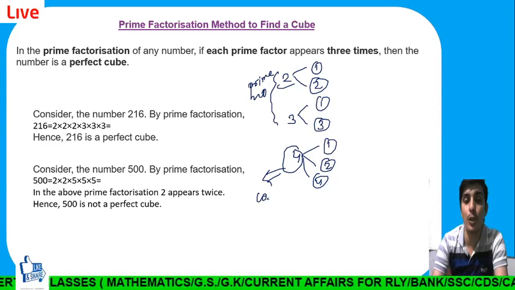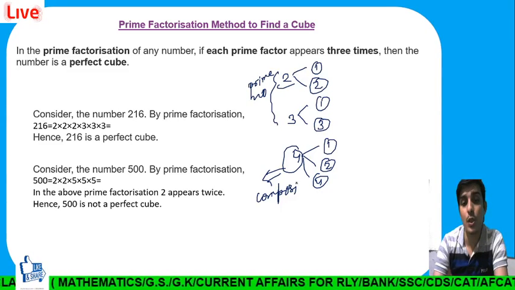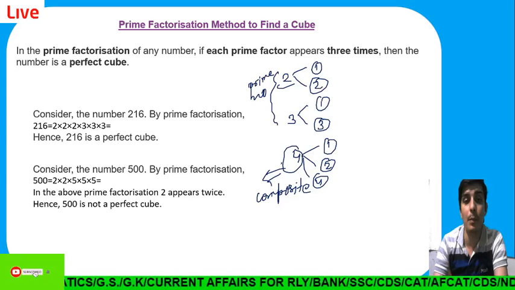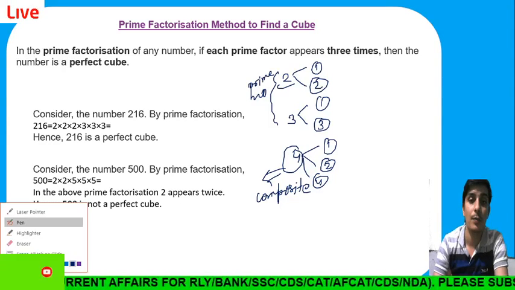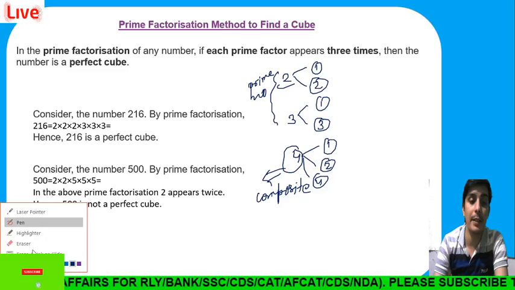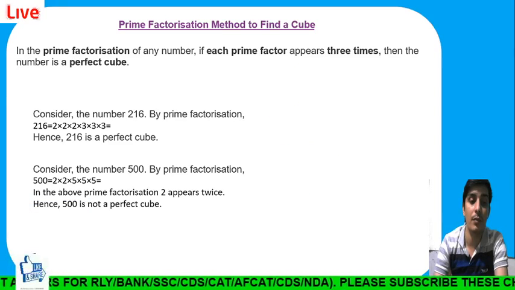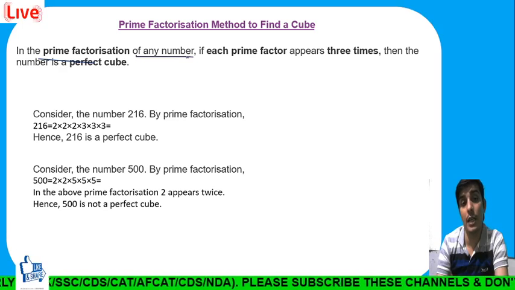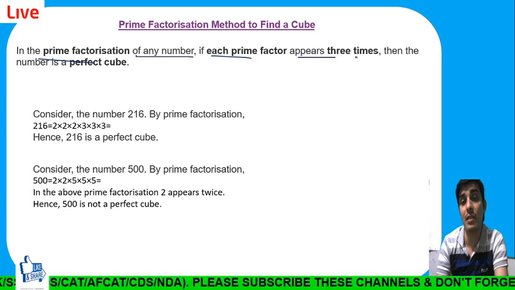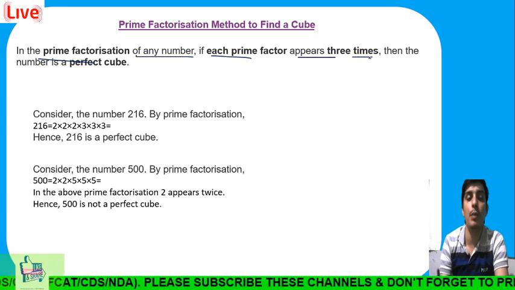And this is the composite number. So you must know about prime numbers before understanding prime factorization to find a cube. This is very simple. So in the prime factorization of any number, if each prime factor appears three times, then the number is a perfect cube.